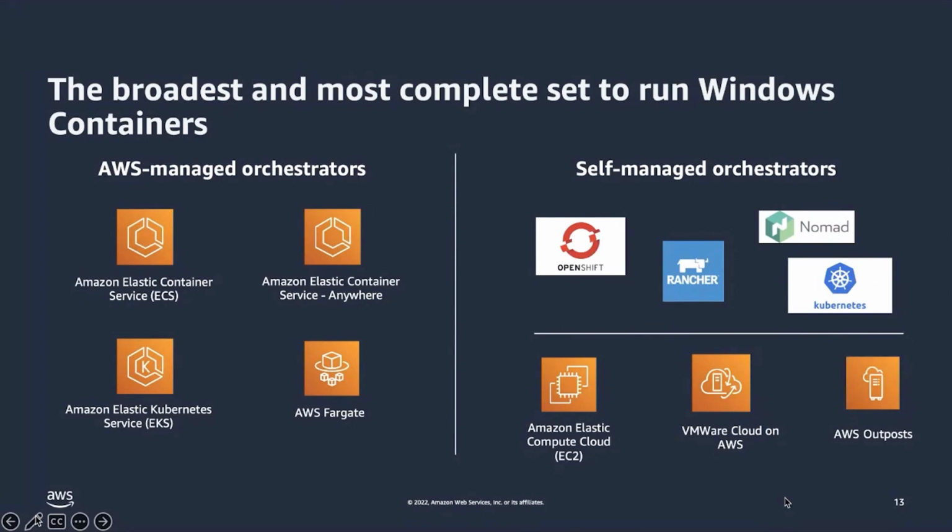But on the other hand, there are customers that require managing not only the whole Amazon EC2 Windows operating system, but also the container orchestrator. So for this specific use case, customers can run their container orchestrator like OpenShift, Rancher, Nomad, Kubernetes, and so on, on top of Amazon EC2 Windows or on VMware Cloud on AWS or AWS Outposts. So you have different options that fit your specific use case.